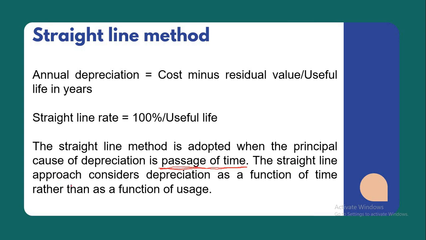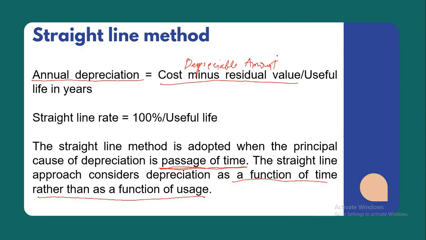The straight line approach considers depreciation as a function of time rather than a function of usage. So, how do we get the depreciation using the straight line method? Annual depreciation is equal to cost minus residual value, or this is known as the depreciable amount, the difference between the cost and the residual value, divided by the useful life of the asset. And this useful life is in years.